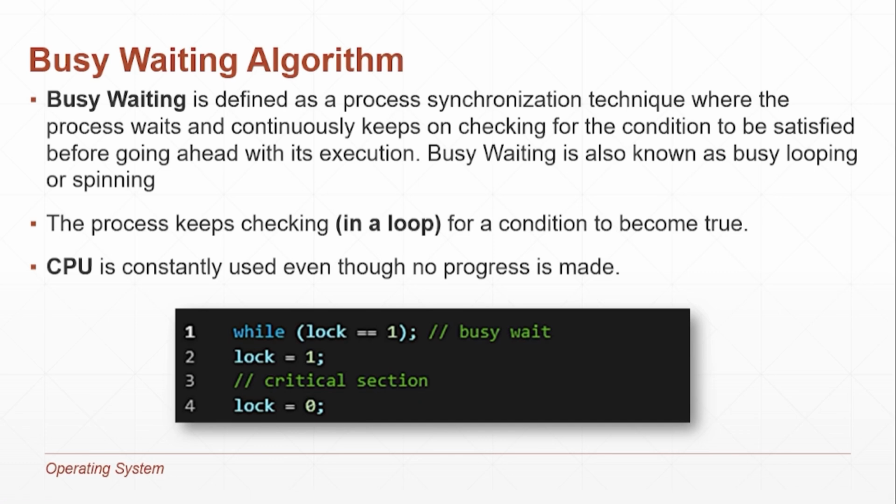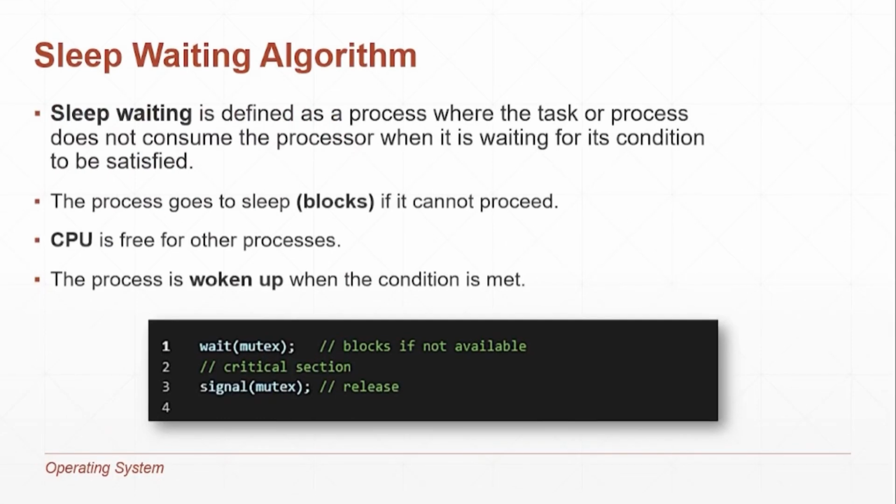Here you can see the busy waiting algorithm code. So let's step ahead toward the sleep waiting algorithm. In sleep waiting algorithm, the task or process does not consume the CPU when it's waiting for its condition to be satisfied. The process goes to sleep, blocks, if it cannot proceed. CPU is free for other processes. The process is woken up when the condition is met. I hope you have gotten the sleep waiting algorithm. Here you can see the code of the sleep waiting algorithm.